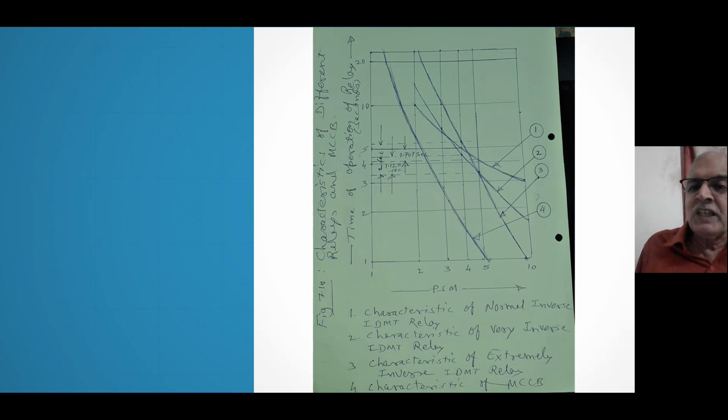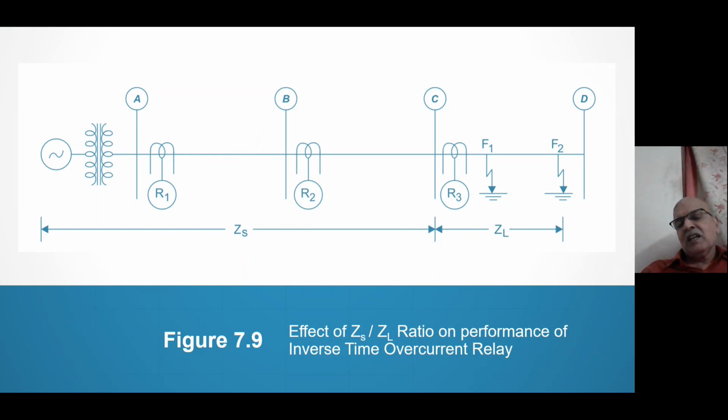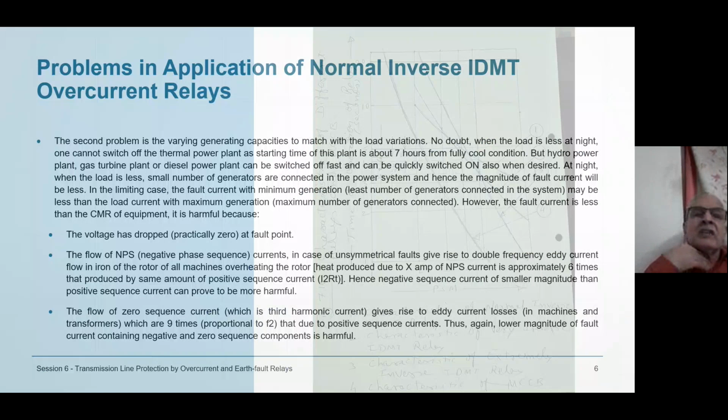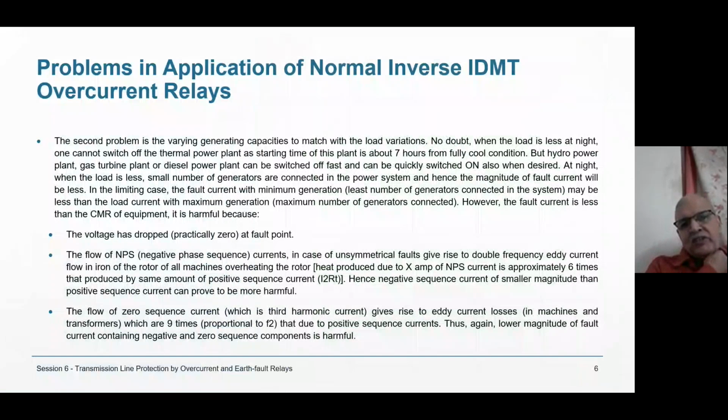Another thing you can see is that the extremely inverse characteristic best matches the MCCB characteristics. So the coordination offered is the best if you go for extremely inverse, because after it there is a fuse. So R3 that we are seeing here would be better if you use extremely inverse. So the first problem is the ZS by ZL ratio, and the solution is to use very inverse or extremely inverse characteristics.